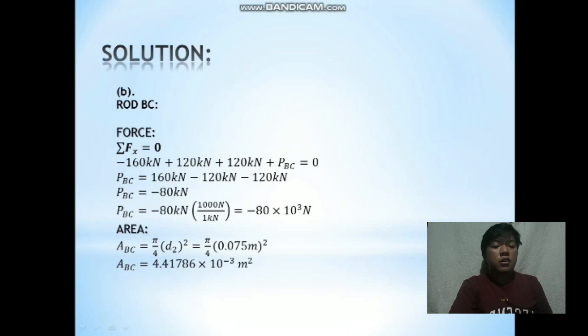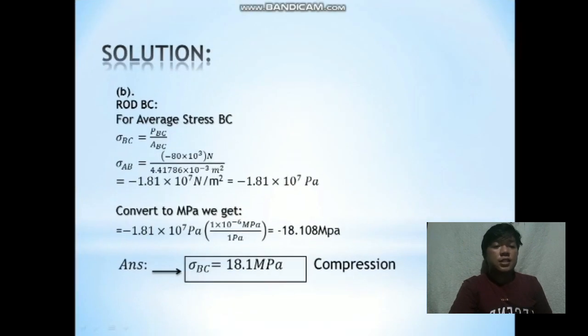And for the area, which is pi over 4 d2 squared, d2 or the diameter of rod BC is equal to 0.075, so I get its area, which is 4.41786 times 10 to the negative 3 m squared. And for its average stress, we have PBC, which is 80,000 Newton over its area, which is 4.41786 times 10 to the negative 3 m squared.